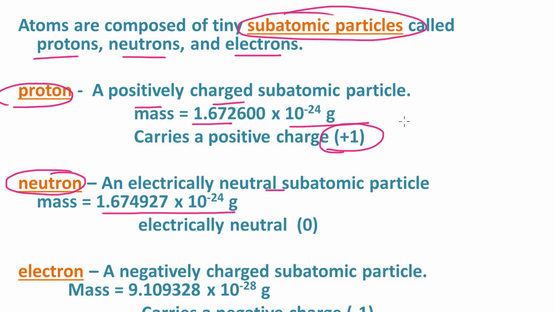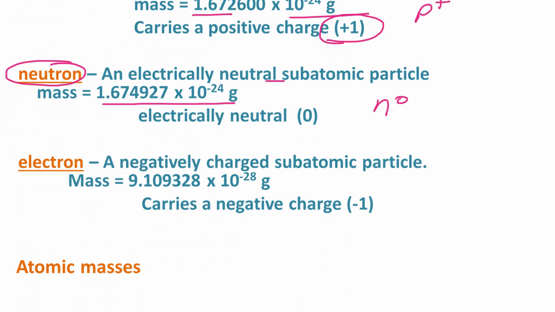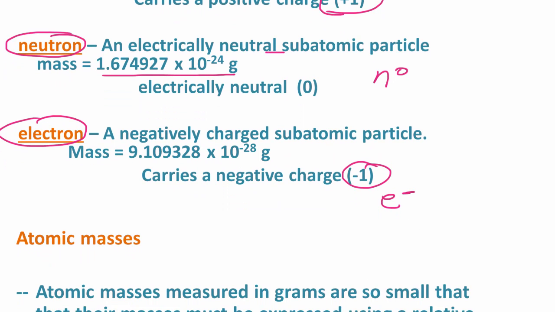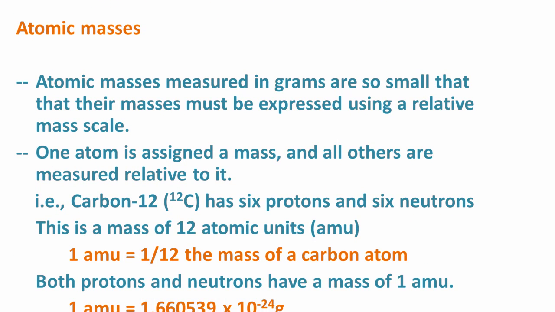By the way, sometimes you'll see the symbol for the proton written like so, symbol for the neutron like this, and then we have the electron. It's a negatively charged subatomic particle. It carries a charge of a negative 1, and sometimes you'll see the symbol written like so, lowercase e with that negative sign. So let's talk a little bit about atomic masses.